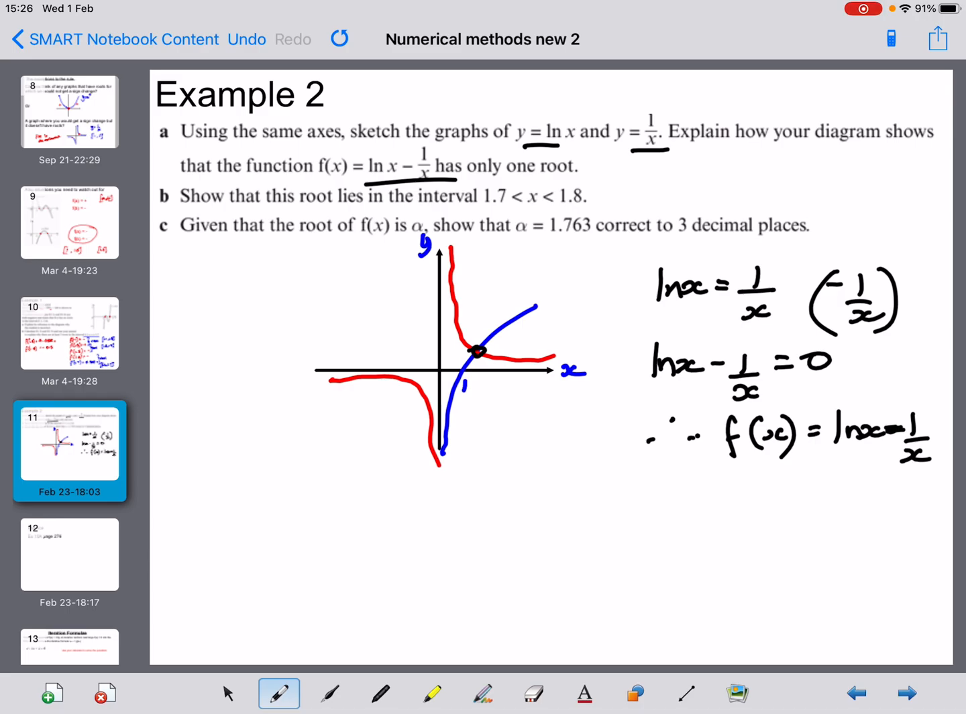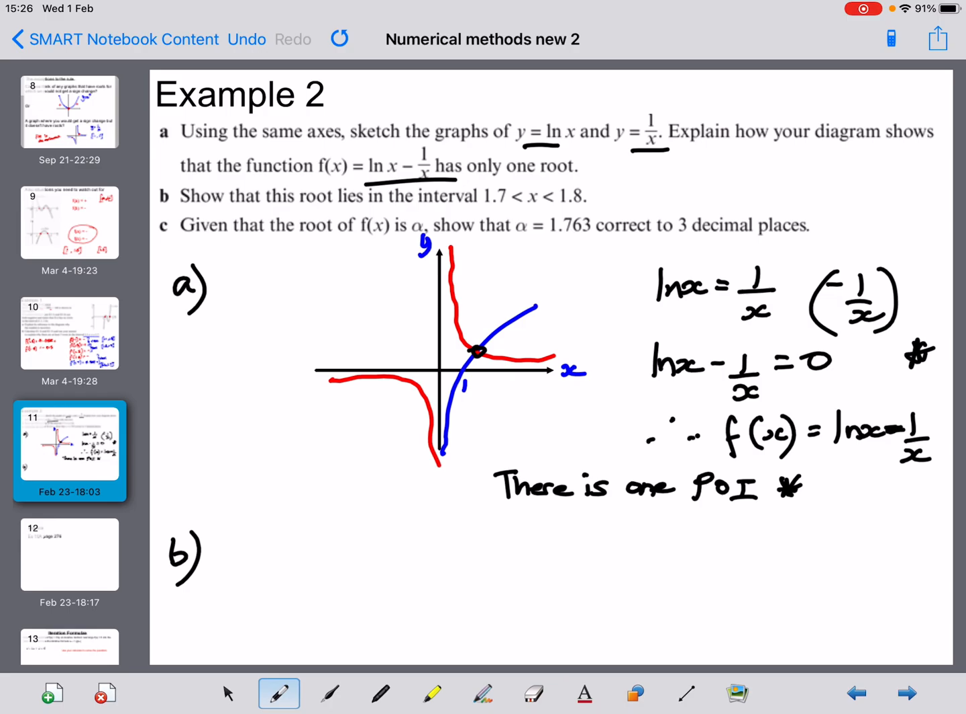Okay, then I can say there is only 1 point of intersection. So you need to show this bit algebraically, and then you need a statement about the fact that there's only 1 point of intersection. Okay, so that was part A. Part B, show that the root lies in the interval.